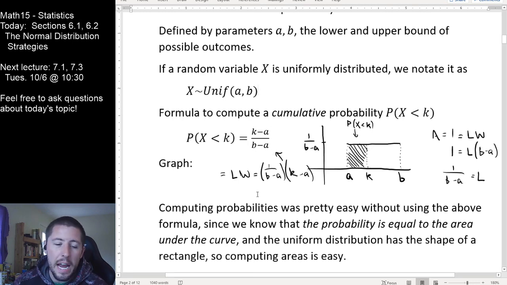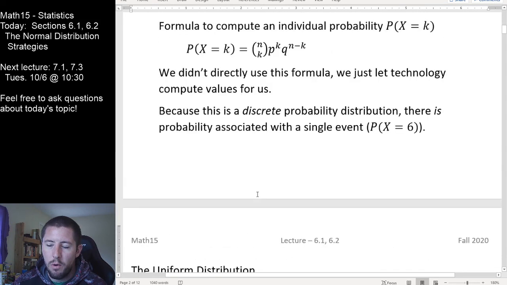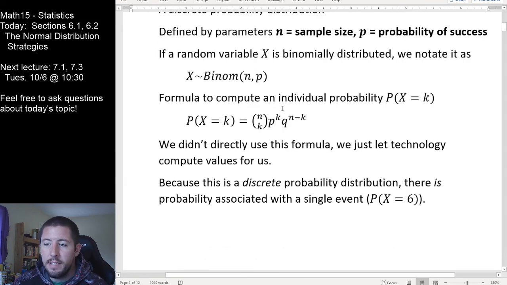So the nice thing that I like is the mix of what we did with the binomial and the uniform. In the binomial distribution, we learned, hey, sometimes we're going to want to just let technology compute values for us.